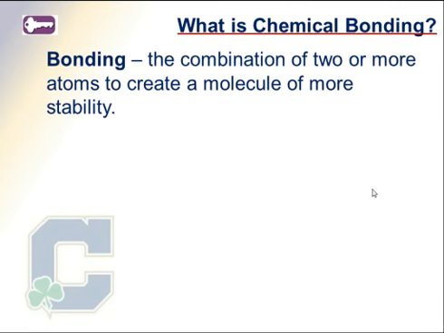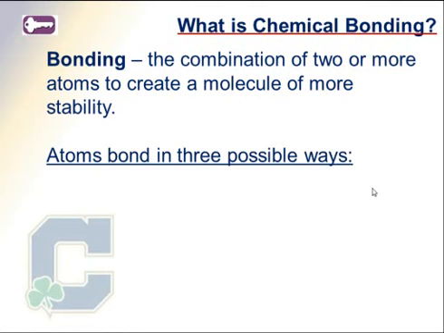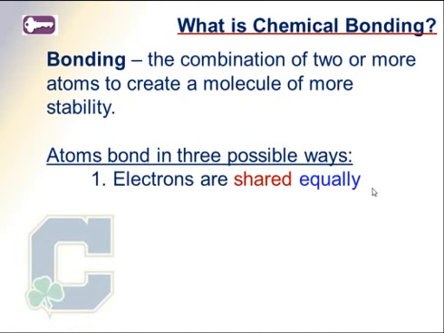So what is chemical bonding? How would you define it? Bonding is the combination of two or more atoms to create a molecule of more stability. In other words, atoms that are missing maybe electrons in their outer shell that they want to have filled up will bond with other atoms, share those electrons, or steal those electrons in order to make that shell full and thus more stable. Okay. So atoms bond in three possible ways.